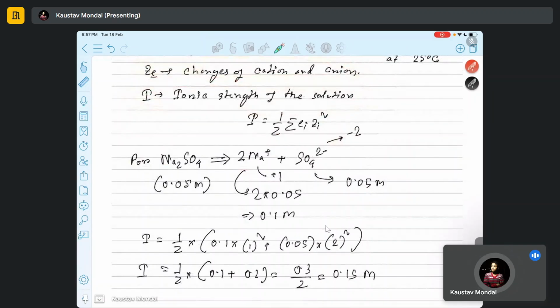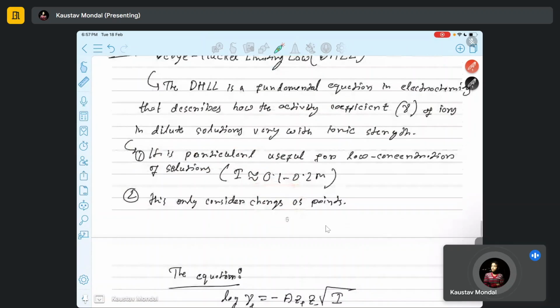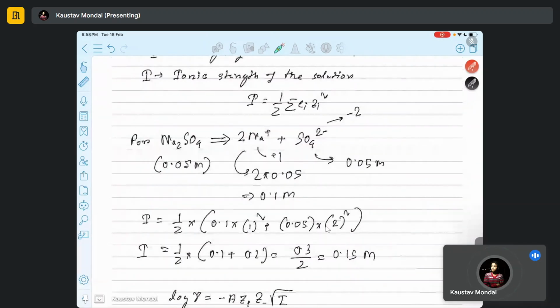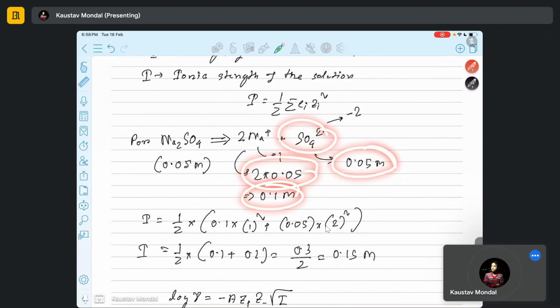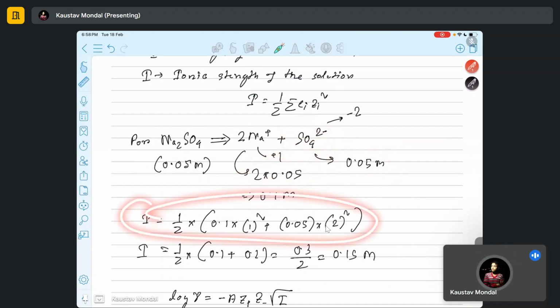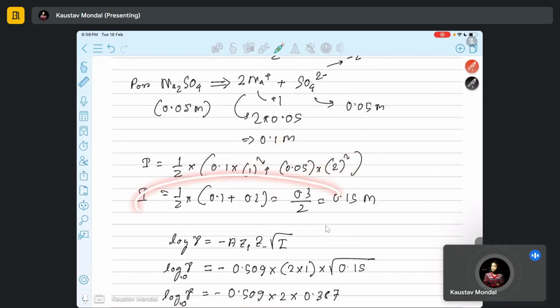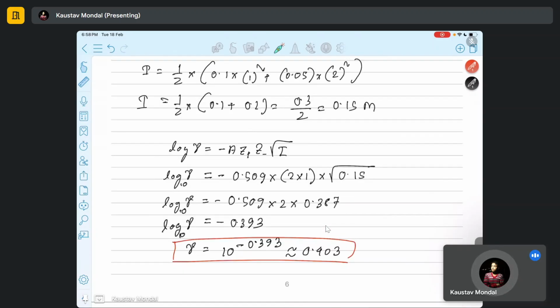So first thing we are calculating is the ionic strength. Na2SO4 would simply disintegrate to Na plus and SO4 2 minus, and the concentration would be 2 times, because this is a 0.05 molal solution. So the concentration of Na plus would be 0.1 m and SO4 2 minus 0.05 m. Now if you calculate the ionic strength, that would be 0.1 into 1 squared, that is the charge here, and 0.05 into 2 squared, that is the charge here. So that gives the total ionic strength of 0.15 m. So you got the ionic strength.